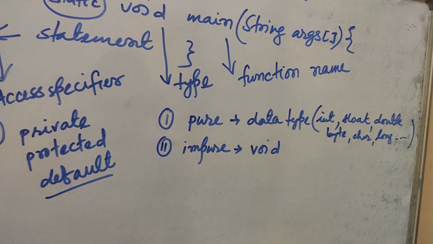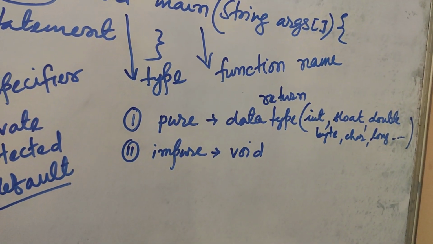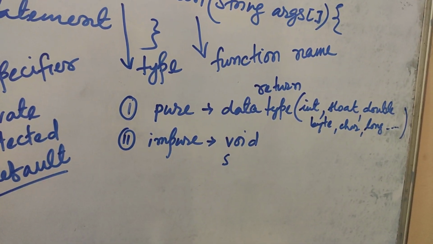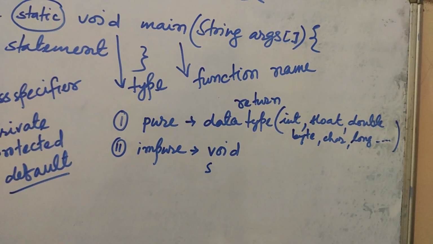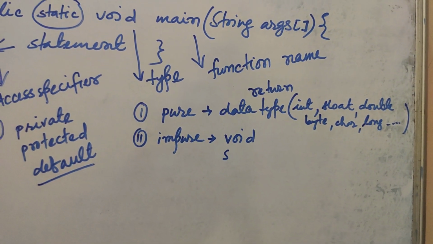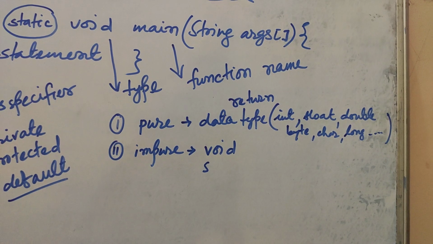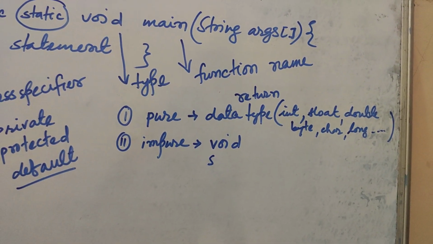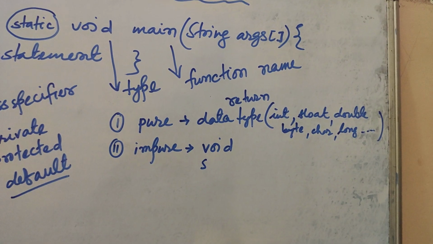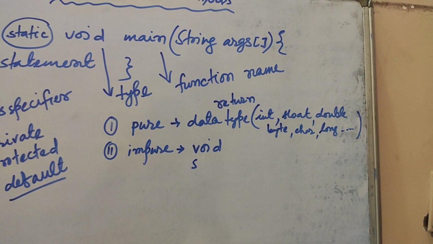Pure functions return a value. That means in pure functions we use the return statement to return, and always only one output. Impure functions do not return a value. For example, return simple interest SI, always one value, we cannot get two values. If I want to display both addition and subtraction as output, the return statement will not work. Return always gives one. In impure functions, we use System.out.println.